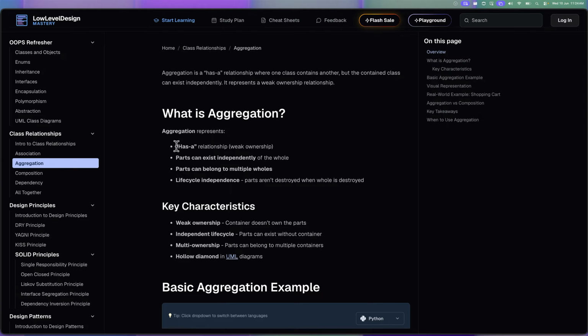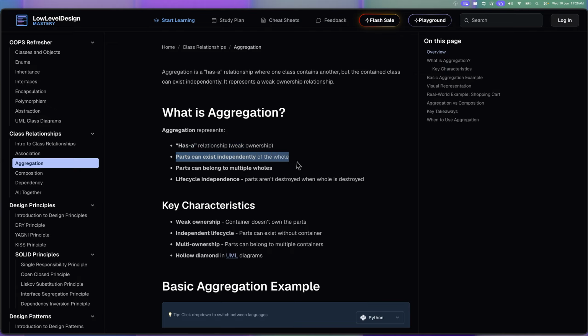So it is a has-a relationship, which means it is a weak ownership. Parts can exist independently of the whole. Parts can belong to multiple wholes. And then life cycle independence: parts are not destroyed when the whole is destroyed. This is important.